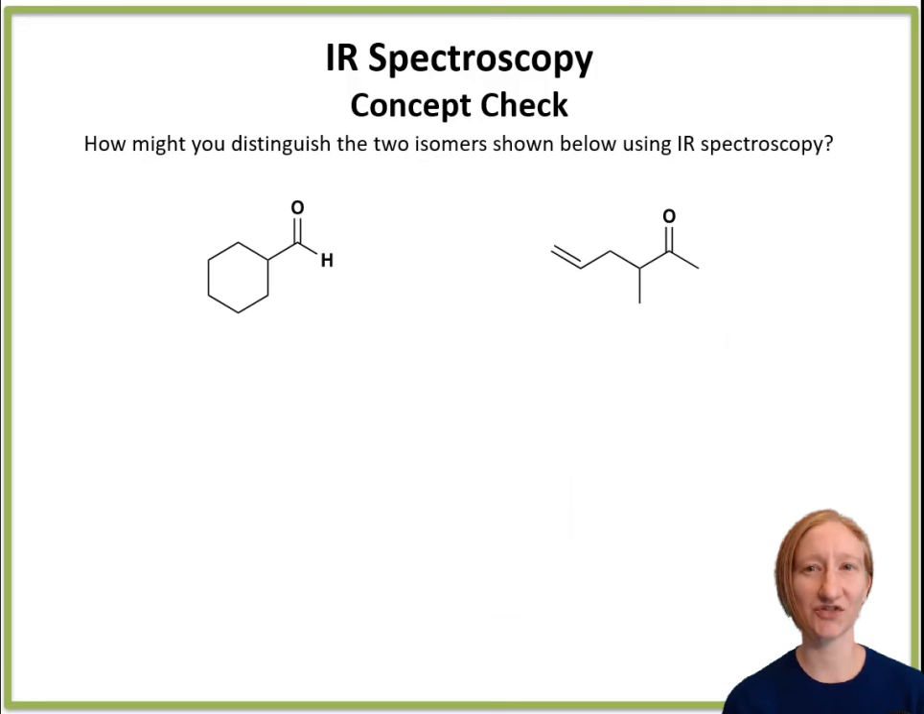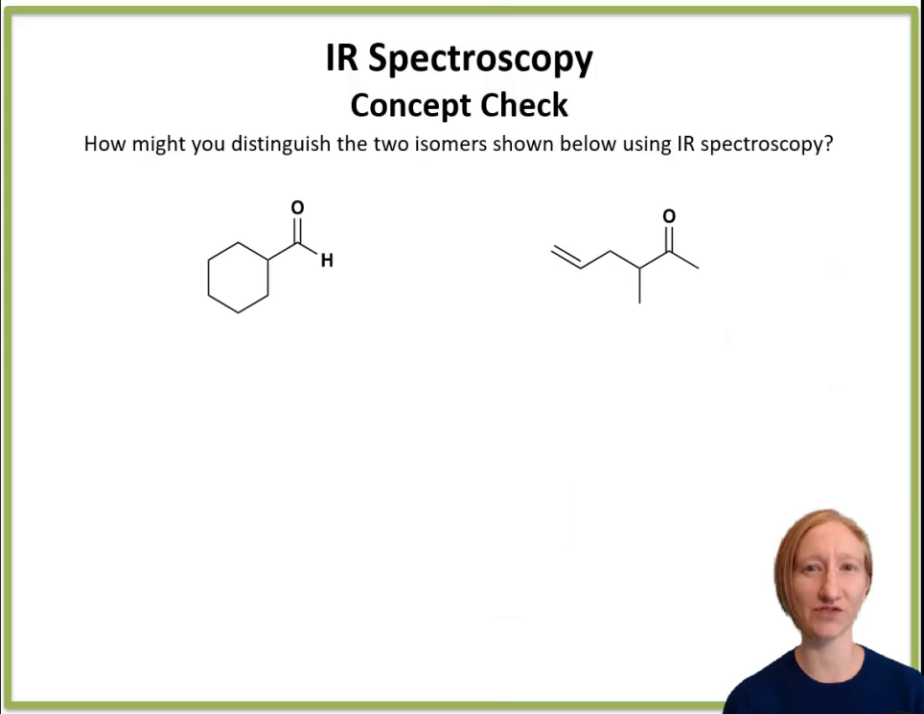In this last question, you're given 2 structures, 2 constitutional isomers, and asked how you might use IR spectroscopy to distinguish between the 2. So the essence of this question is really identifying the key structural differences and then mapping those onto specific IR vibrations.